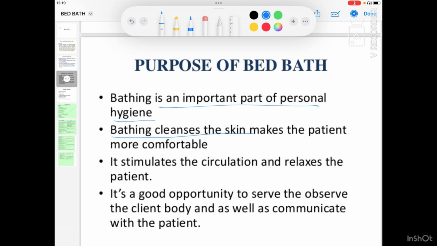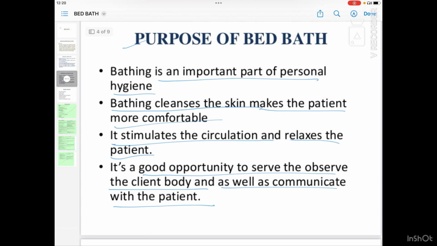And the bathing cleanses the skin and makes the patient more comfortable. Yes, the patient will be clean and will feel freshness, and it stimulates the circulation and relaxes the patient. And as I said, for the muscles, the nurse will give a massage which will improve the circulation and relax the patient. It is a good opportunity to observe the client's body as well as communicate with the patient. So that is the purpose of bed bath.